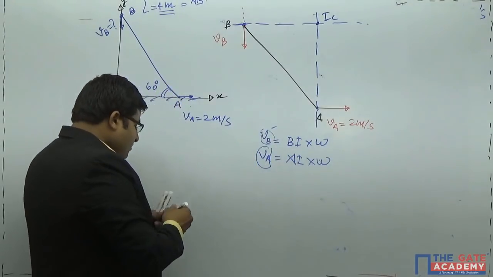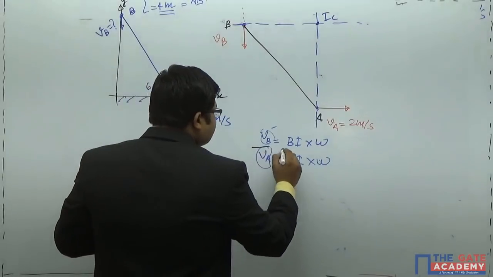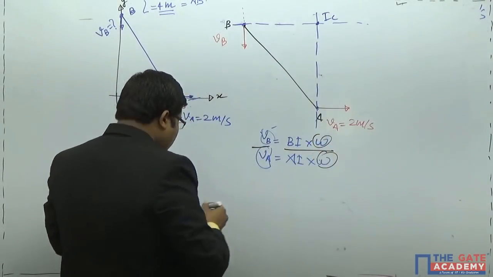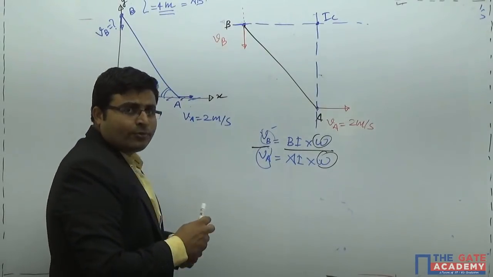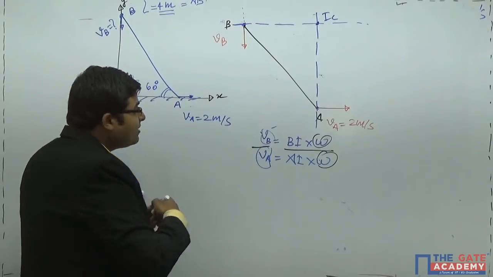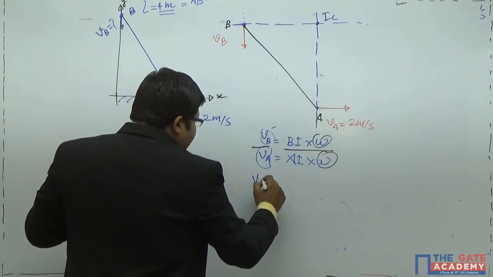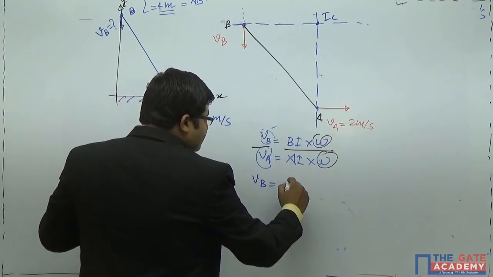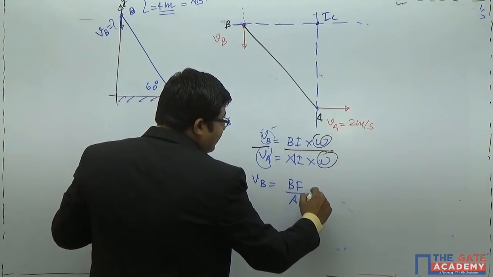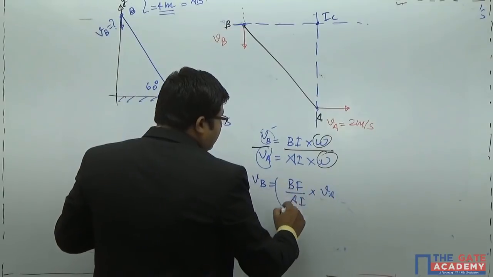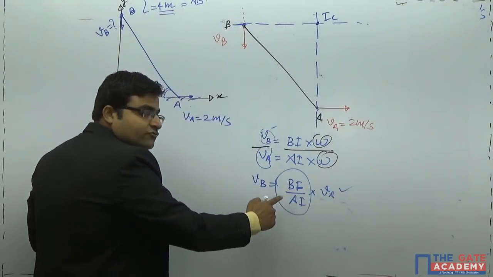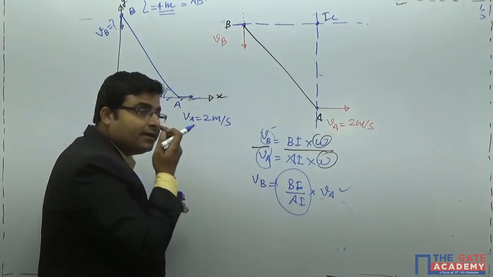Then what we can do, just divide these two equations. What will happen? This omega will get cancelled out. Omega by omega, no need to determine omega because it is not asked in the problem. Why determine omega unnecessarily? Now this velocity Vb can be expressed as Bi divided by Ai multiplied by Va. Now this Va is already given to you, so we just need to find this Bi upon Ai.